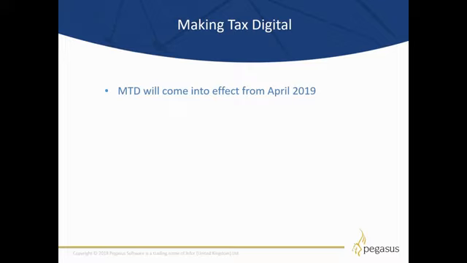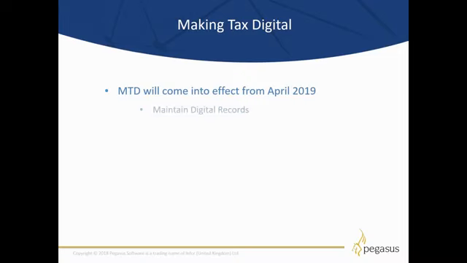figures. As just mentioned, HMRC have mandated that from April 2019, all VAT registered businesses with a turnover above the VAT threshold will be required to maintain digital records and send their VAT returns to HMRC online. And I quote them, through Making Tax Digital functionally compatible software. You will no longer be able to enter your VAT figures manually on the HMRC website. You must use software to make those submissions.